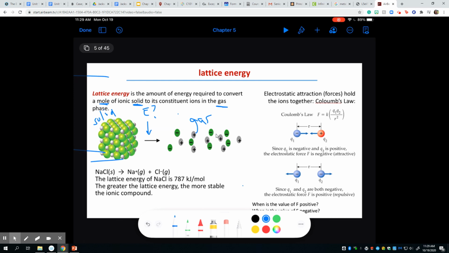You can also see the solids are held together, and even though it is a solid, it still has a little bit of movement. But you guys also know that when it goes to the gas phase, it has a lot more movement and a lot more space. That's going to require energy to be able to put it into that phase.